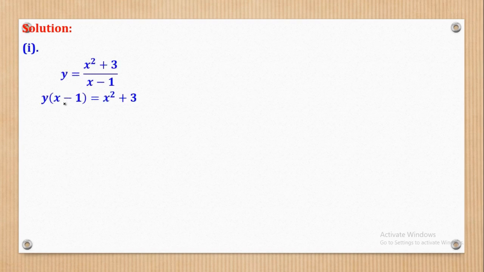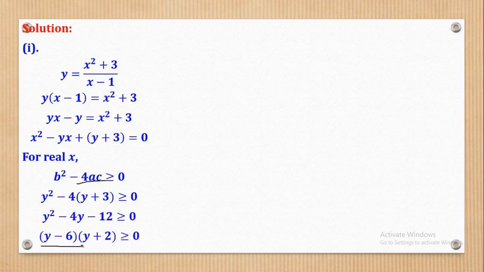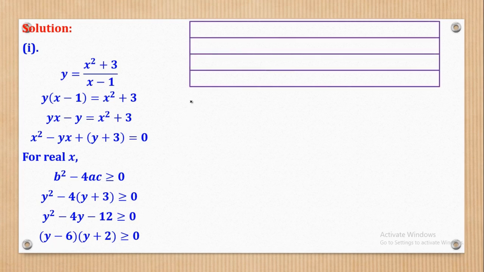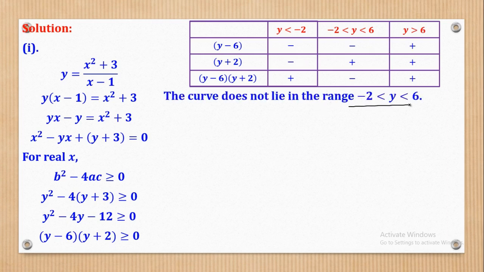For this, the first thing to do is to cross multiply, then rearrange and get a quadratic in x. Then for real x, b squared minus 4ac is greater than or equal to 0. So substitute for b and c, expand and factorize to come up with that. Then tabulate your values. We have this, we have this, and we have the product. Then the sign change. For this one, we have this, this, and that. Then for this one, we have that, that, and that. And by default, those are all positive. Therefore, the curve does not lie in the range this.